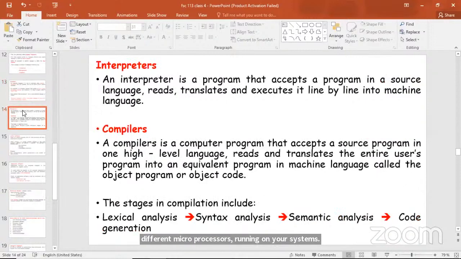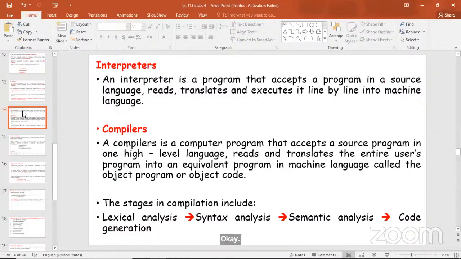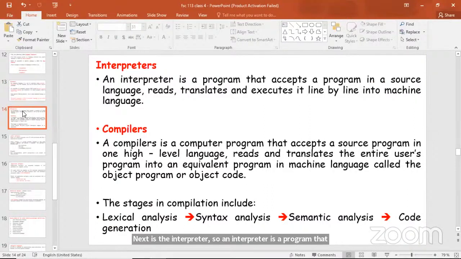Okay, the next is the interpreter. An interpreter is a program that accepts a program in a source language. It reads, translates, and executes it line by line into machine language. Now you can see the difference between an interpreter and an assembler. An assembler just converts the language straight up, but an interpreter goes line by line. It reads one line, translates and executes it. That means it works in a line by line version.